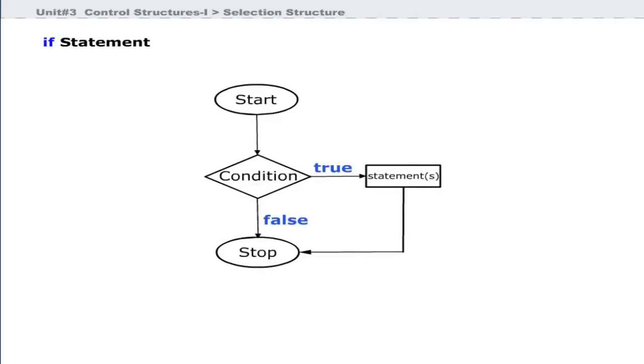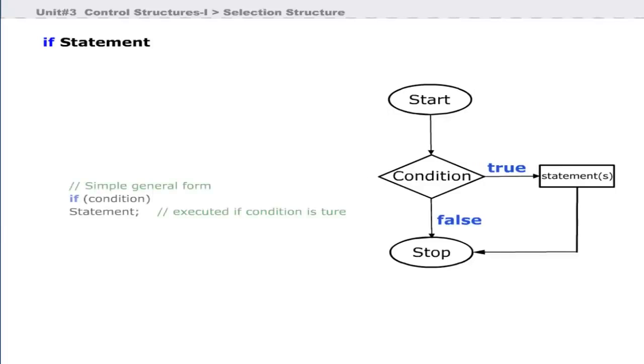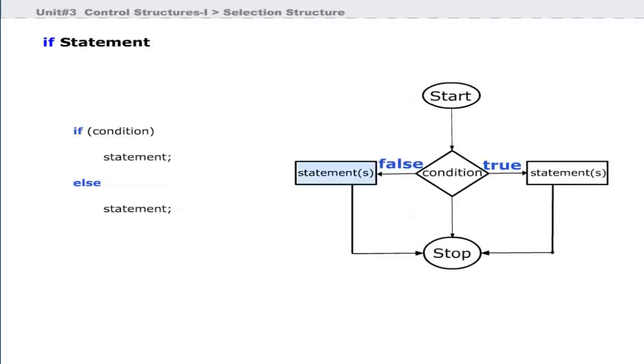Let us briefly look at the if statement. The if statement is Java's conditional branch statement. The if statement can be used to select a path from two sets of statements. The general form of the if statement is the if keyword followed by a condition inside the braces followed by a single statement. The statement is executed if the condition is true. Another general form of if with else part is the if keyword followed by a condition inside the braces followed by a single statement, the else keyword, and a single statement.